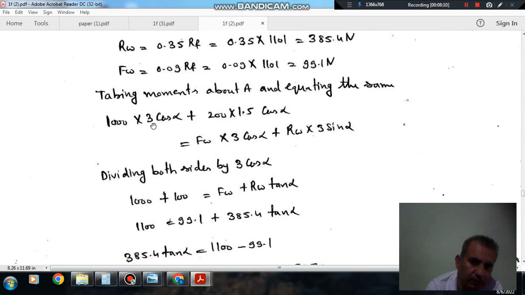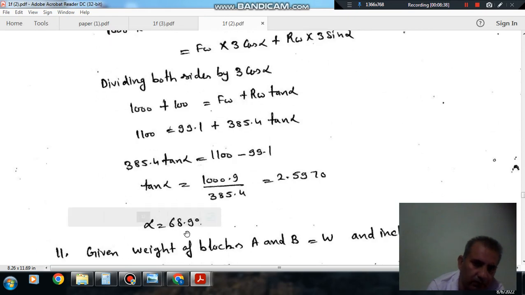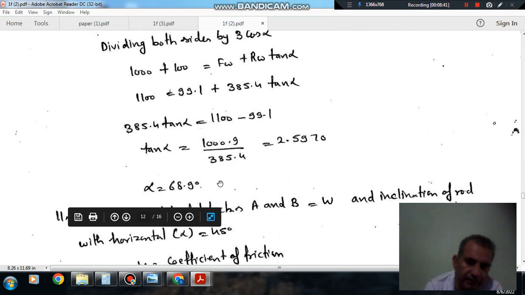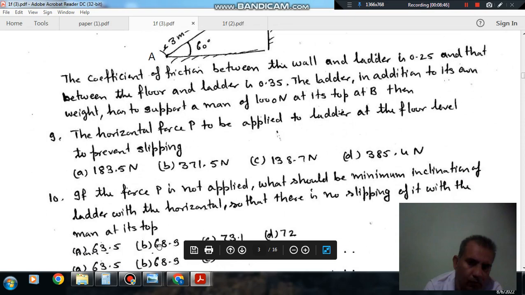So that will be 1000 into 3 cos alpha plus 200 into 1.5 into cos alpha. The moment equation will be the same, we just have to replace the angle 60 by alpha: FW into 3 cos alpha plus RW into 3 sin alpha. Now we have the value of FW and the value of RW, so we can put these values and find out alpha. So alpha will be 68.9 degrees. So the answer is option B.